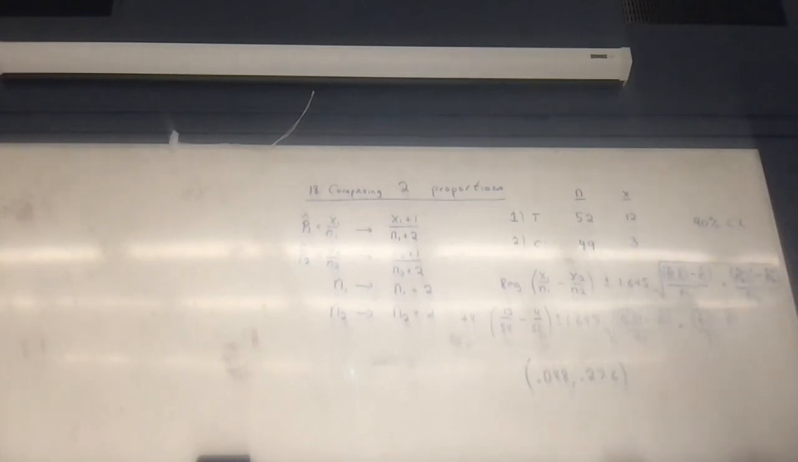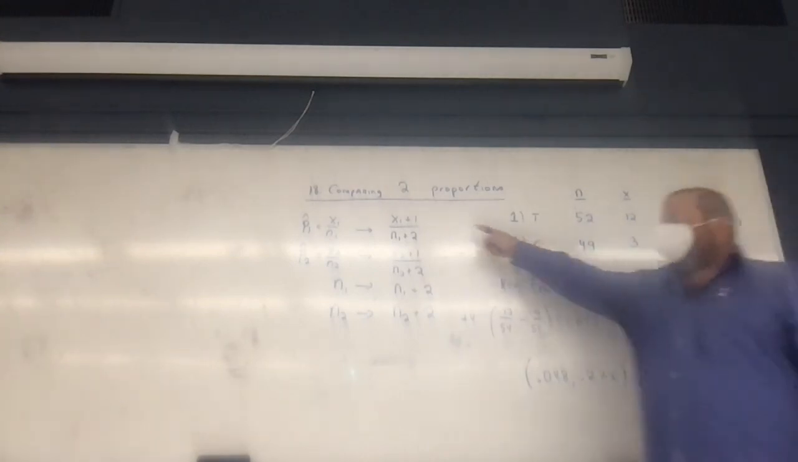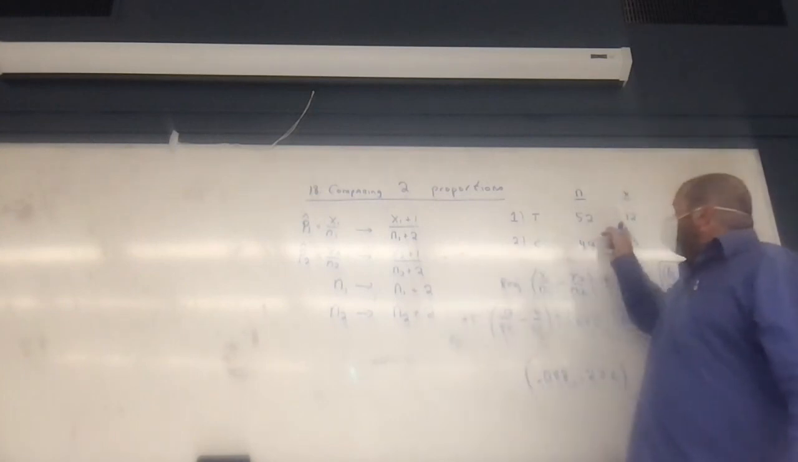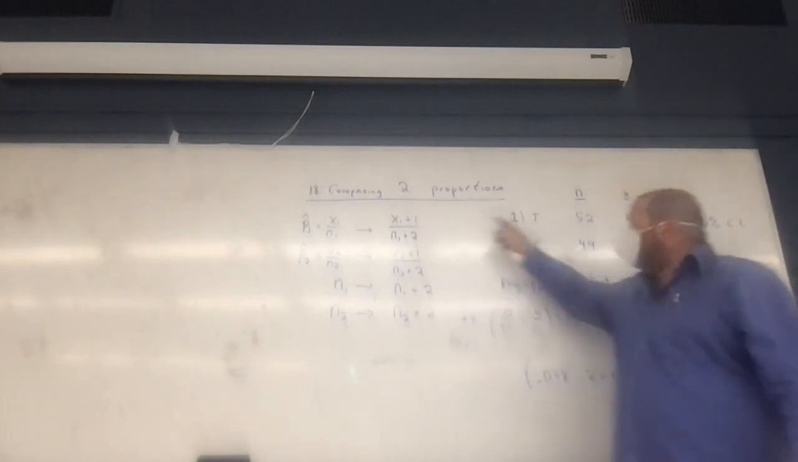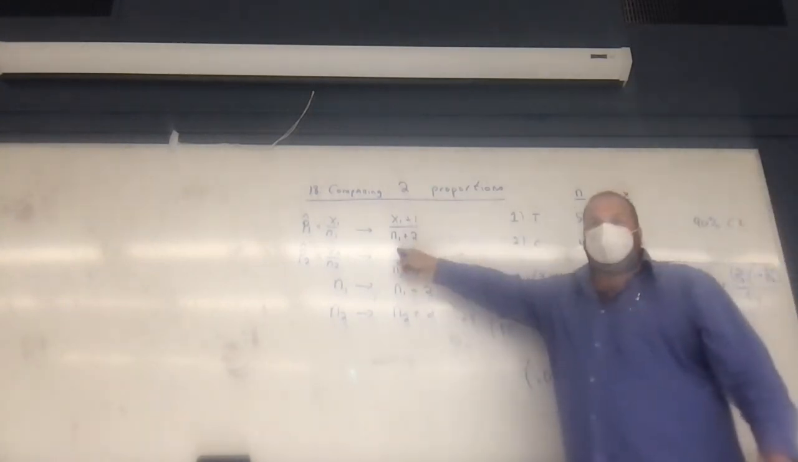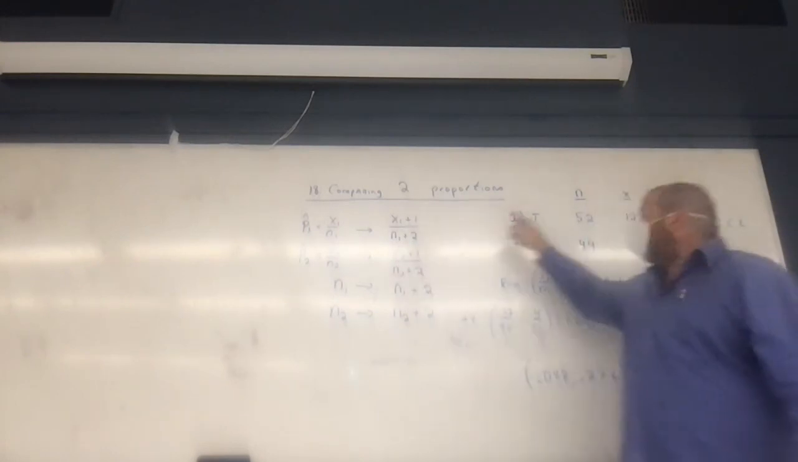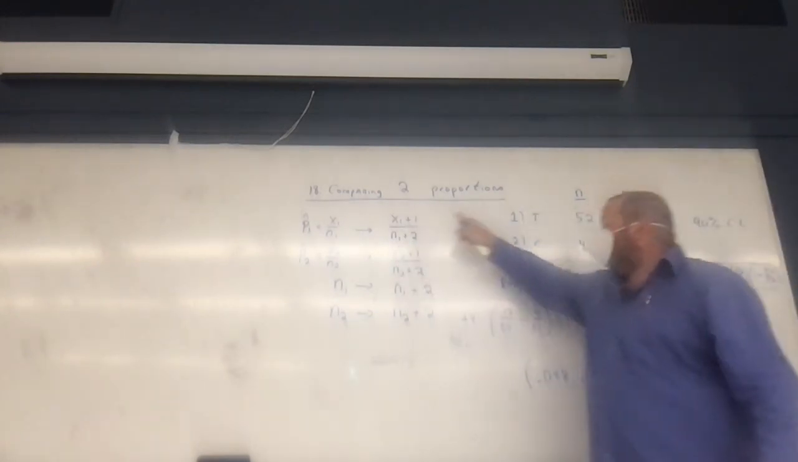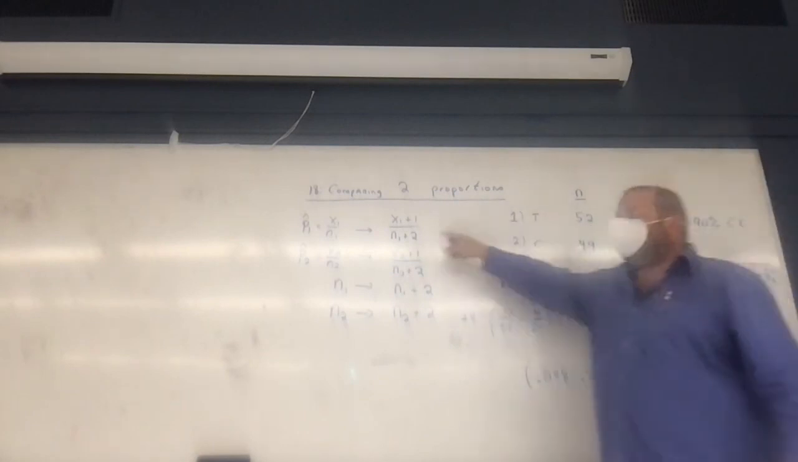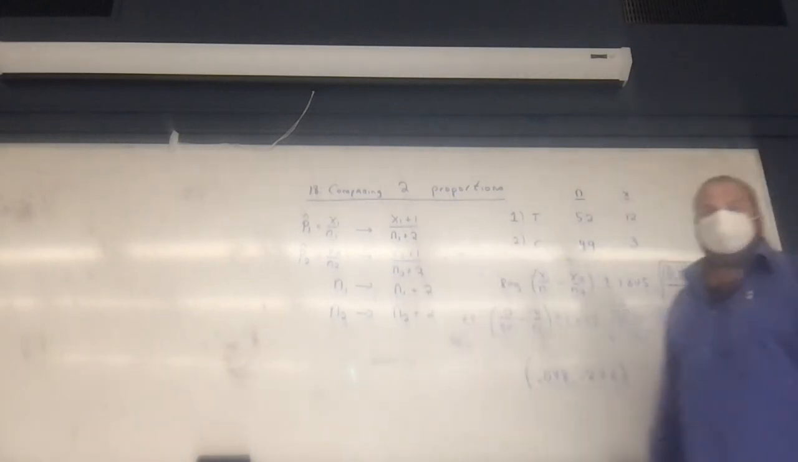Can you explain the plus 4 again? I did. These are my formulas here. X1 became X1 plus 1. N1 became N1 plus 2. So instead of X1 being 12, it became 13. Instead of N1 being 52, it became 54, and so on.